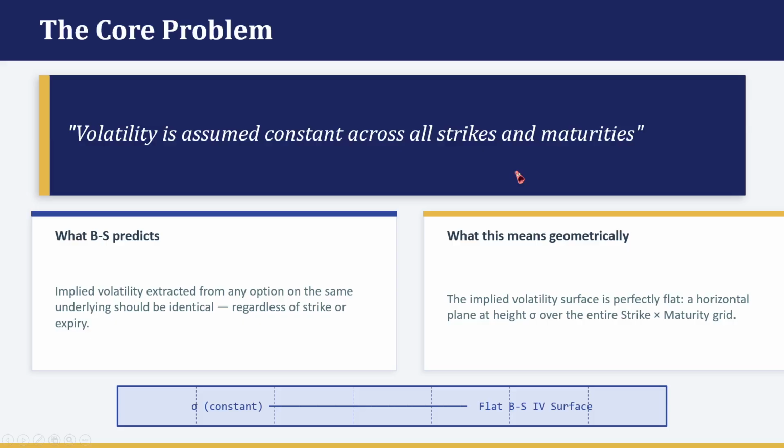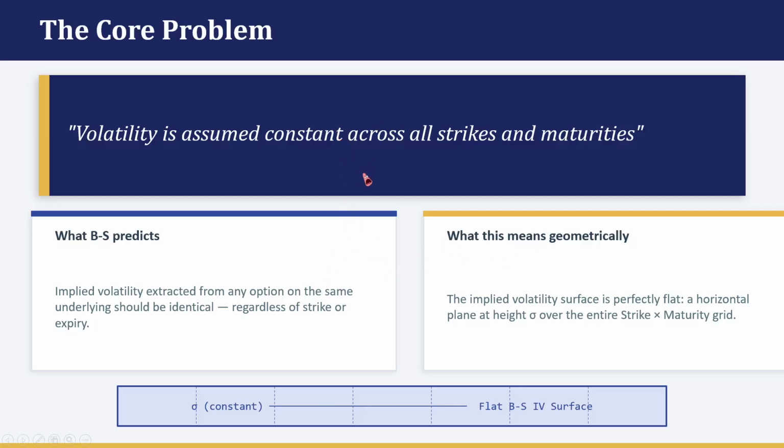So, what does constant volatility actually predict? It predicts that if you take any two options on the same stock, let's say a deep out of the money put and an at the money call, and you back out the implied volatility from each one using the Black-Scholes formula, you should get the same number every time, for every strike, for every expiry.